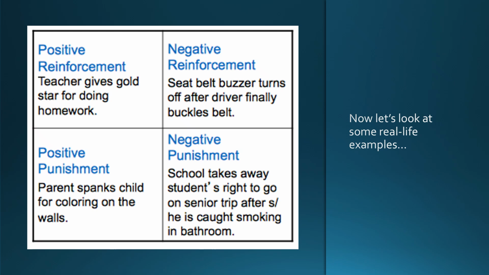Positive punishment would be when a parent spanks a child for coloring on the walls. So they're delivering a negative action to decrease a behavior. Negative punishment would be when a school takes away a student's right to go on a trip after he's caught smoking in the bathroom. So those are some real-world examples of positive and negative reinforcement and positive and negative punishment.